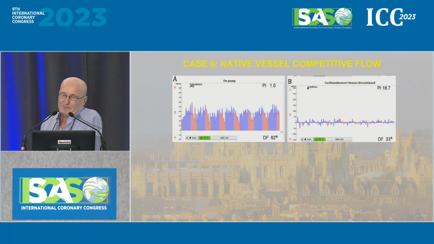We came off pump, and we now had a flow in the LIMA to the LAD of 4 mils per minute and a PI of 18.7. So what do you do now? Any suggestions from the audience, apart from wishing you hadn't used TTFM?